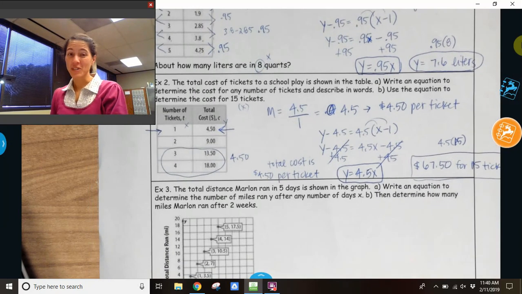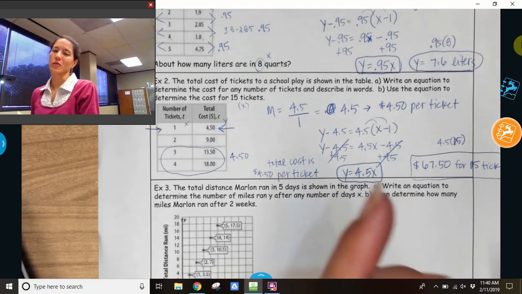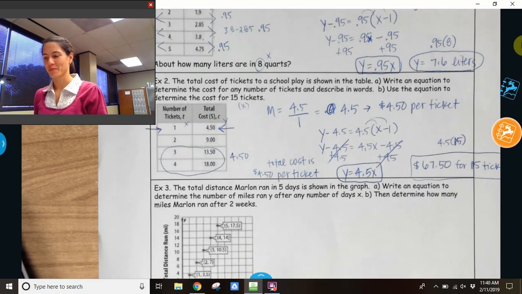Okay, and this one is also proportional because there's no y-intercept. Well, the y-intercept is 0, goes to the origin.